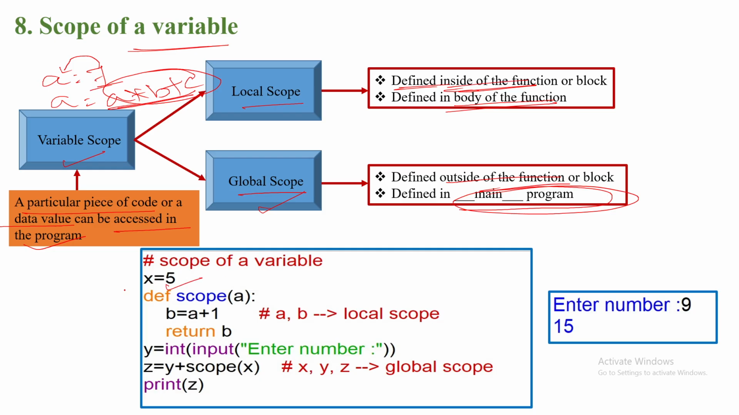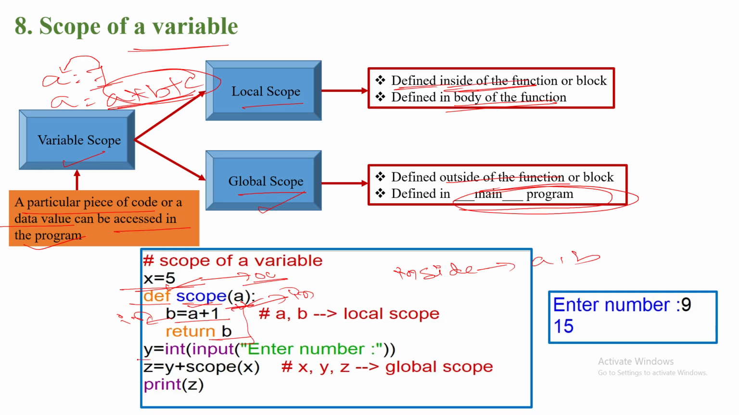X equal to 5. This is outside of the functions. I will write O for outside or I for input. Now define the scope of A. This is the function header and what are we passing? A, as a parameter received here. So this A is inside the function. B equal to A plus 1. So this B is also inside of the function. Return B. Any more variables here?